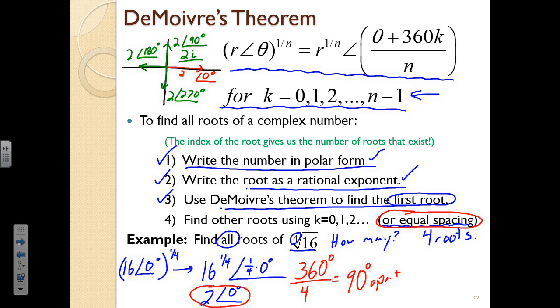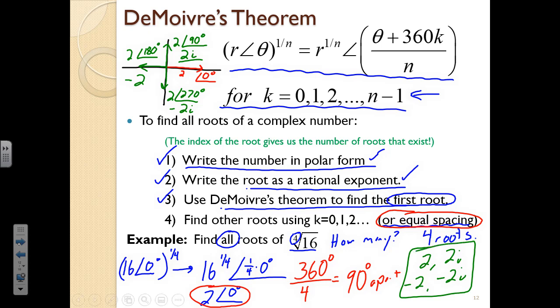2 at 180 degrees, that's -2. And 2 at 270, that's -2i. And so there are our 4 roots of the fourth root of 16. They are 2, 2i, -2, and -2i. We're done.